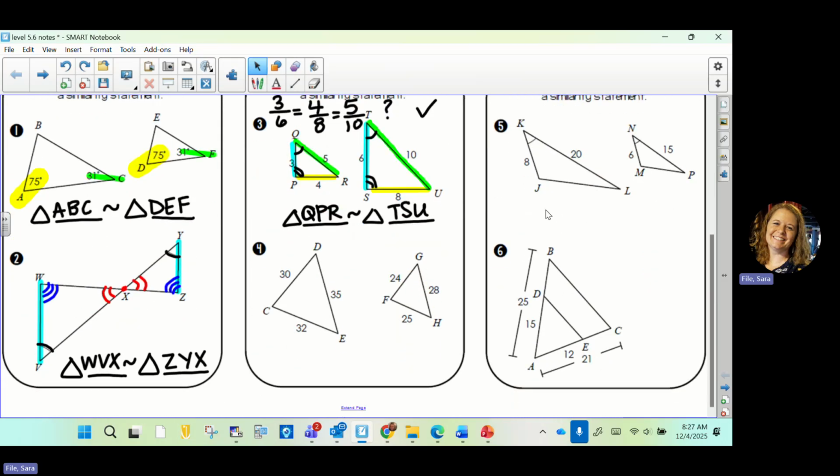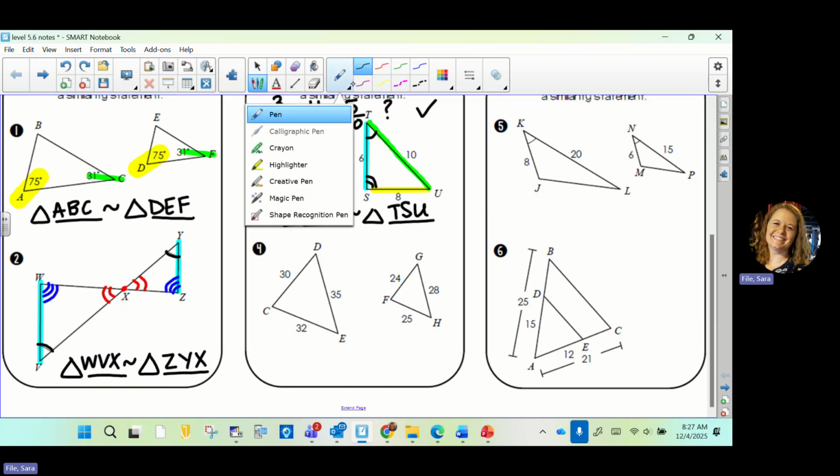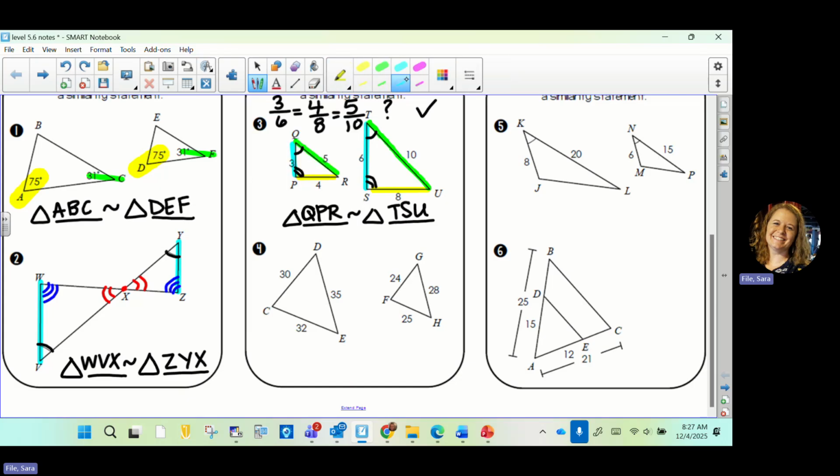Okay, so let's check this last one. Now this one, it appears that it's drawn in the same orientation, but you always still want to double check that it's long to long, short to short, medium to medium. So over here, 30 is the shortest, and over here, 24 is the shortest. Okay, 35 is the longest, 28 is the longest. Okay, so we can see which ones correspond and set up those ratios and we'll check them. So we're going to check 30 is to 24. 35 is to 28. And 32 is to 25.